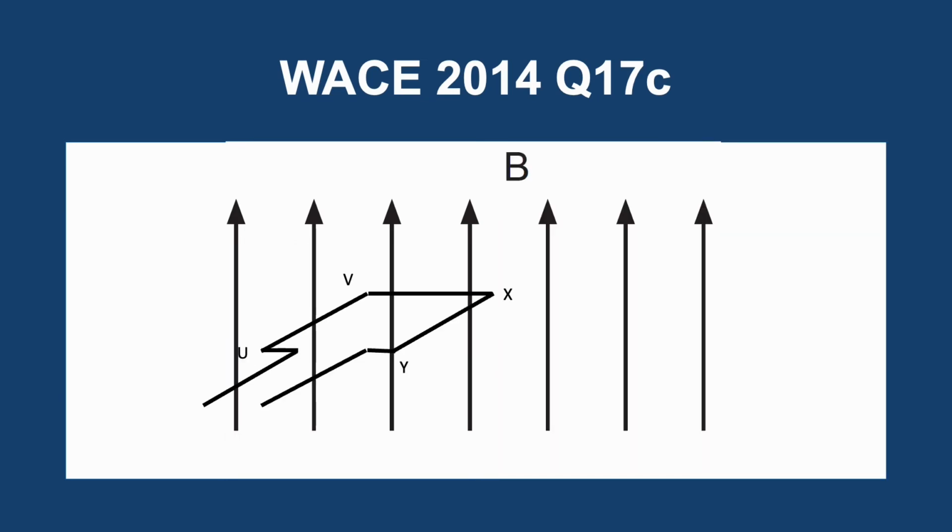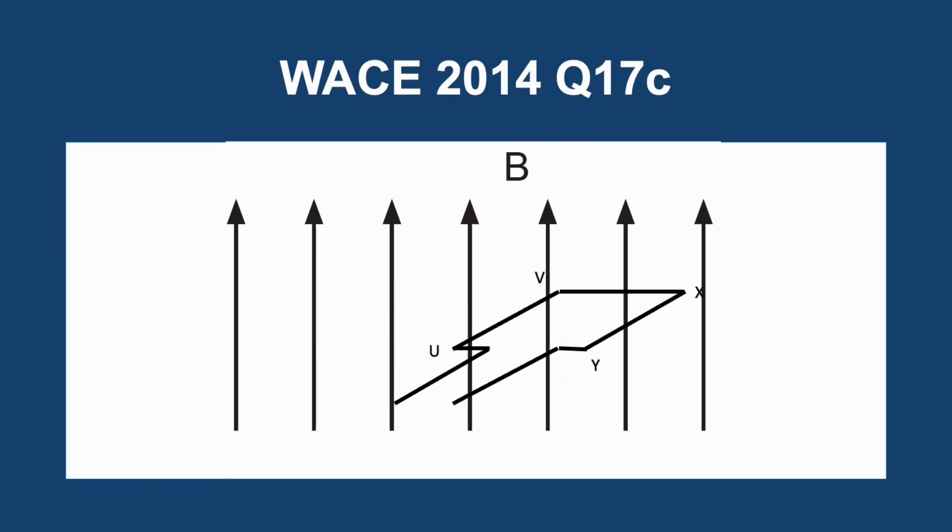Once completely in the field, there would no longer be a changing flux through the coil, and so there would no longer be an EMF. Another way to think of this is that once the coil was completely in the field, the EMF induced by the side XY would be cancelled out by the EMF induced by the side UV.